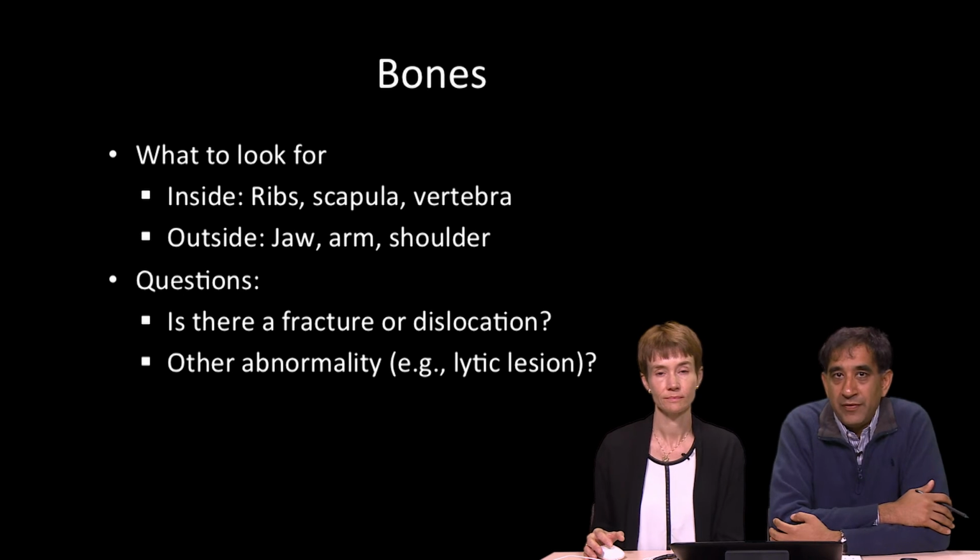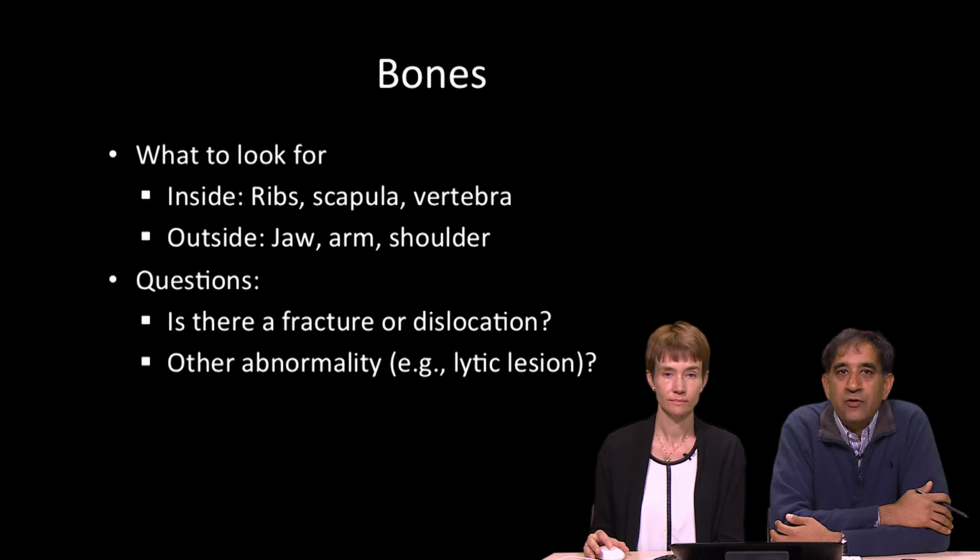The next element in our ABCs are the bones, and what are we looking for? We're going to look at the structures that we can see on a chest x-ray, including the ribs, the scapula, and the vertebral bodies, or the vertebrae, as well as the jaw when it appears, the arm, and the shoulder as well. And our questions when we're looking at the bones specifically are, do we see a fracture or a dislocation, or do we see any other abnormalities such as lytic lesions?